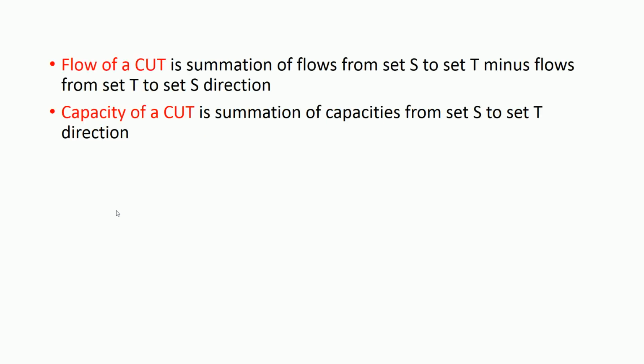There are two important terms associated with the cut of a flow network. Flow of a cut is a summation of flows from set S to set T minus the flows from set T to set S direction. Capacity of a cut is a summation of capacities from set S to set T direction. Now let's identify these properties with an example.